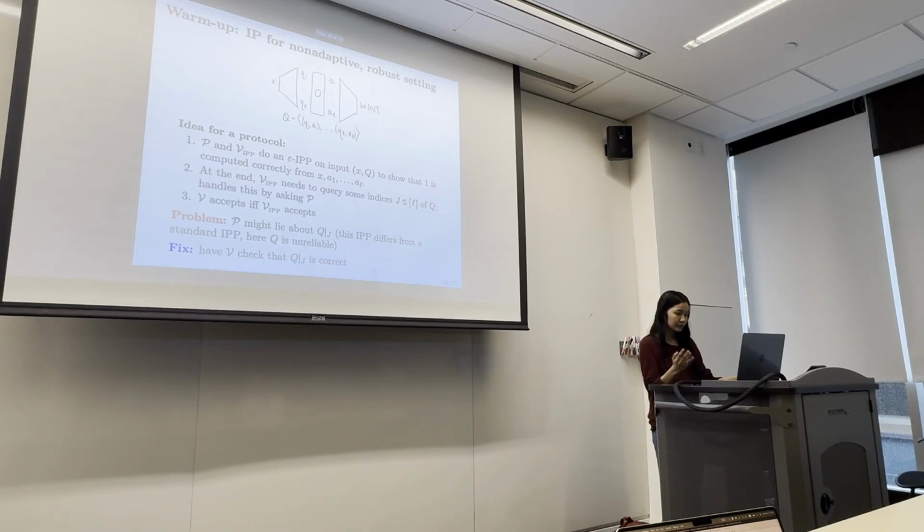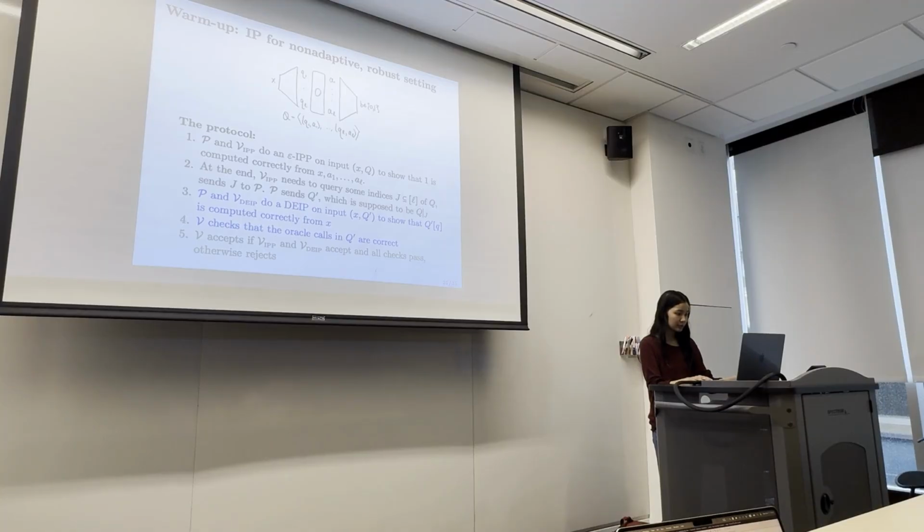So as a fix, we're just going to do something really straightforward. We're going to have V check that what P sent is actually correct. One really straightforward way of doing this would be to have V compute this Q at positions J himself. But to achieve better parameters, we're going to have V engage in a doubly efficient interactive proof with the prover in order to prove this.